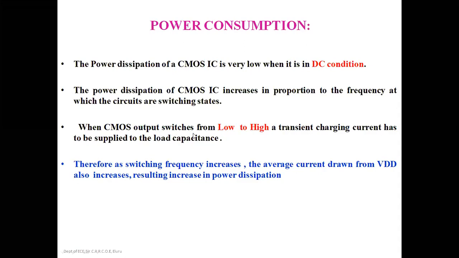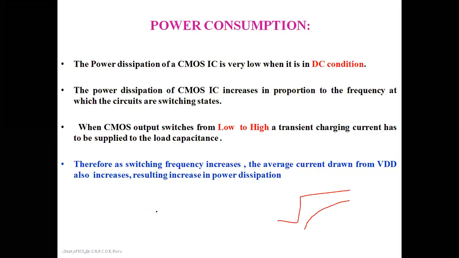And when the CMOS output switches from high to low, the second condition, there is again a transient current, which is the discharging current from the load. In the first case, low to high, the stray capacitance will be charged to its maximum value. Therefore, it is the transient current which is to be supplied from the VDD to the load capacitance.